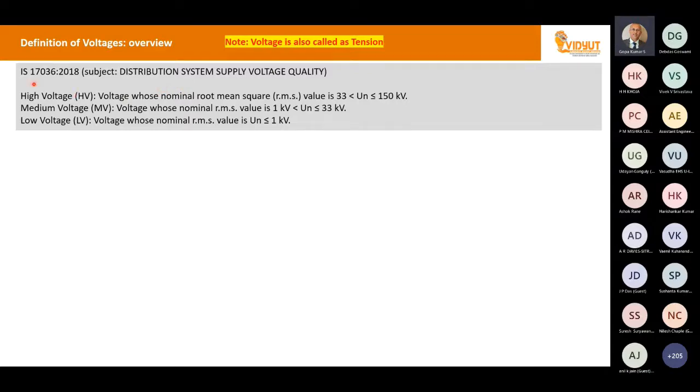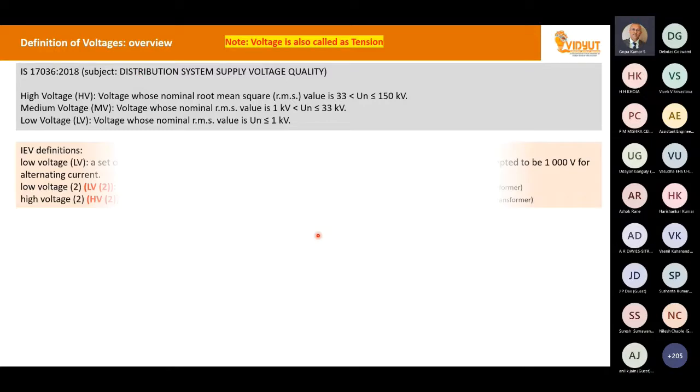The IS 17036 is talking about, you can see these values. High voltage is 33 to 150 kV. Then 1 kV to 33 kV is medium voltage and so on. This is one of the latest IS codes which is made for distribution system power quality.